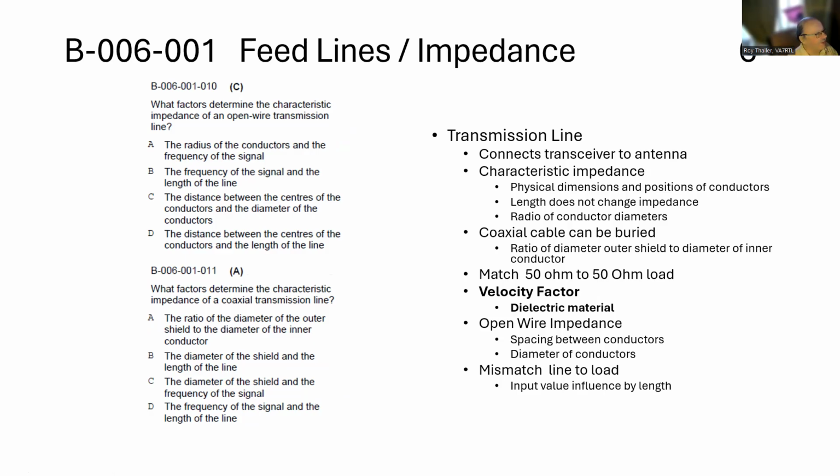What factors determine the characteristic impedance of an open wire transmission line? This is similar to the previous question. So it's the distance between the centers of the conductors and the diameters of the conductors. What factors determine the characteristic impedance of a coaxial transmission line? That's the other type. So that would be the ratio of the diameter of the outer shield to the diameter of the inner conductor. So A is the correct answer.